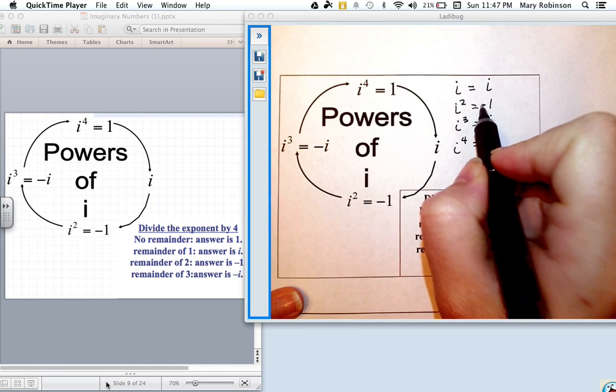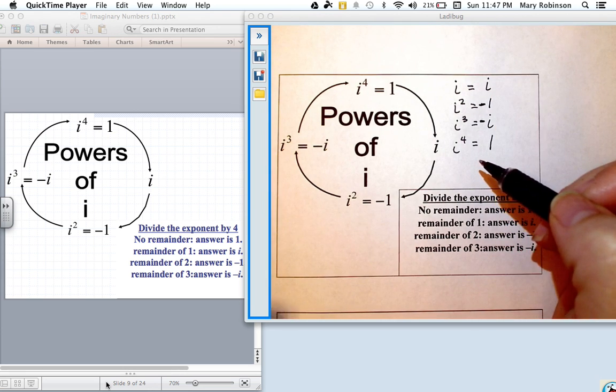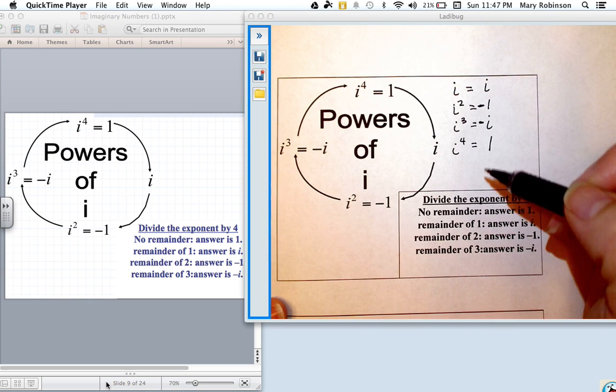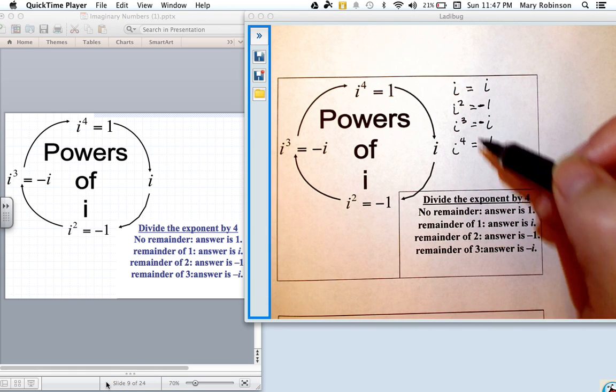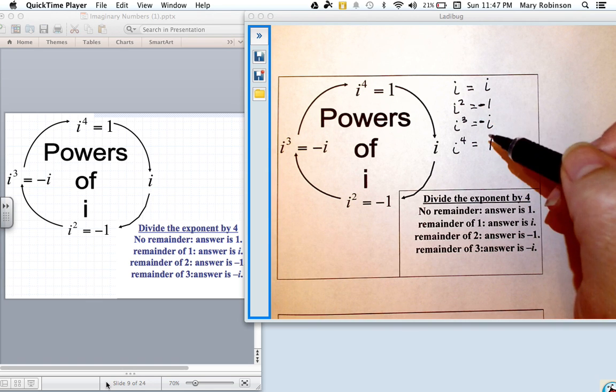But remember that the 2 in the middle are going to be negative. So I suggest that every time you begin simplifying powers of i, you jot this down: i squared, i cubed, i to the fourth. Then i-won, making sure that the 2 in the middle are negative.